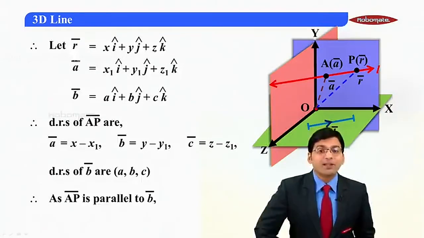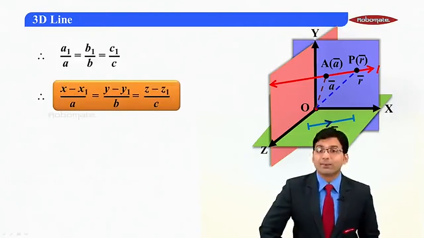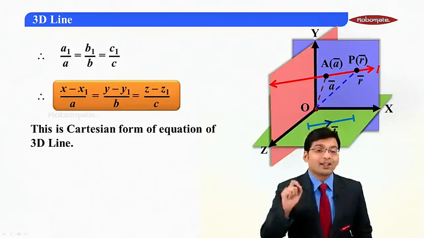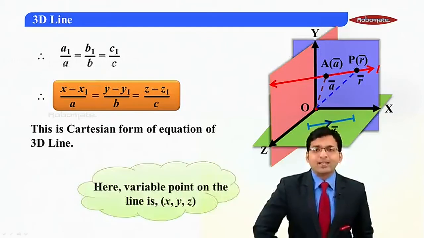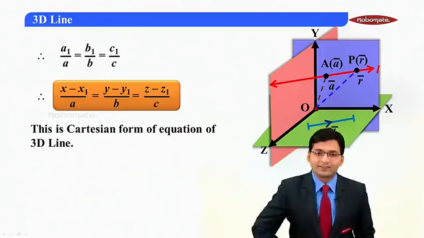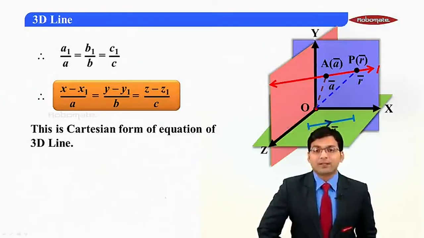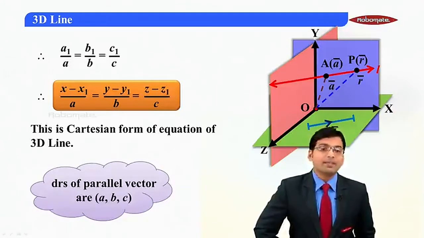As AP bar is parallel to B bar, we can write (x minus x1) upon a is (y minus y1) upon b is (z minus z1) upon c, which gives us this equation, which is called the Cartesian form of the equation of a 3D line. Here the variable point on the line is X, Y, Z. The given point is X1, Y1, Z1. Direction ratios of the parallel vector are a, b, c.